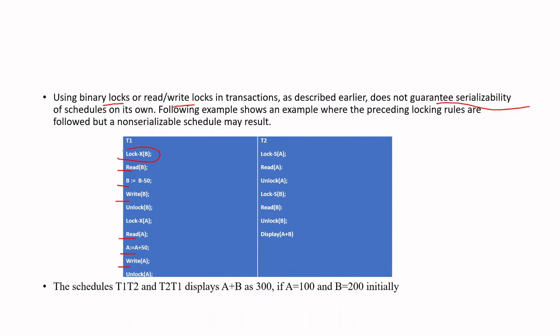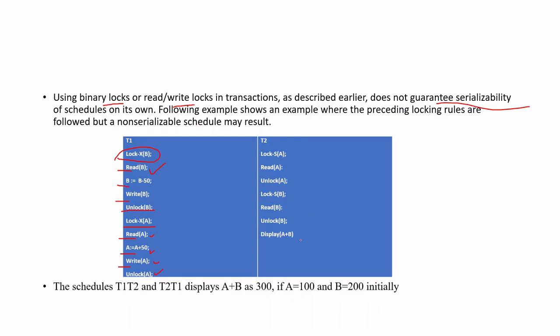So lock X(B), because B is going to be read and written, so you have a lock. This is a binary lock, so you're locking the variable B, and after it has been read and written, there is an unlock operation. Similarly, a lock on A is also there. After it is read, the change is made and written back, you've got an unlock operation.